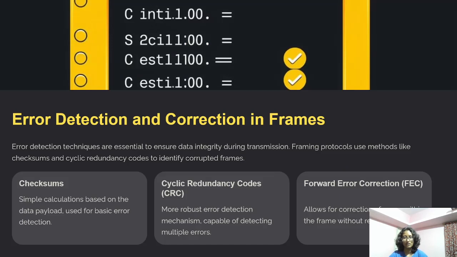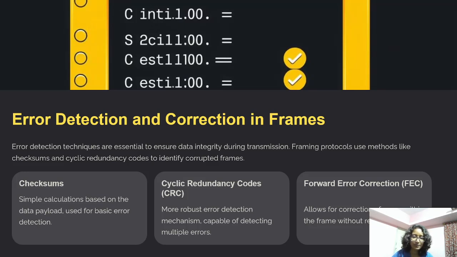Error detection and correction in frames. Error detection techniques are essential to ensure data integrity during transmission. Framing protocols use methods like checksums and cyclic redundancy codes to identify corrupted frames.